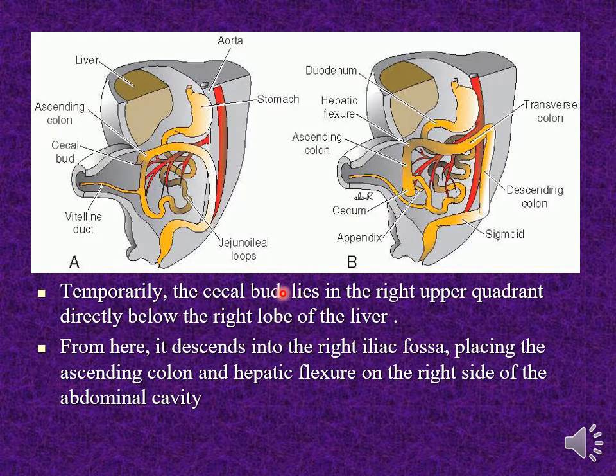The cecal bud lies in the right upper quadrant directly below the right lobe of the liver. This is the cecal bud, and you can see this is the liver. From here, it descends into the right iliac fossa, placing the ascending colon and hepatic flexure on the right side of the abdominal cavity. This is the hepatic flexure, and this is the ascending colon.